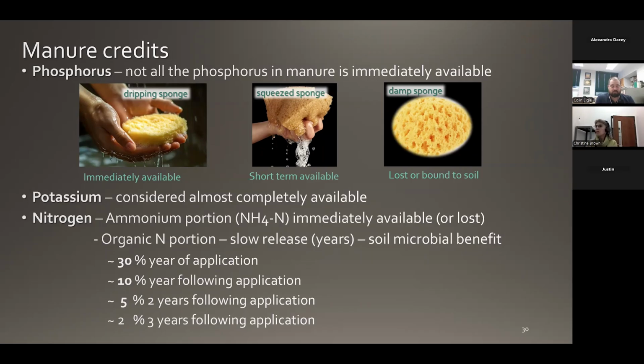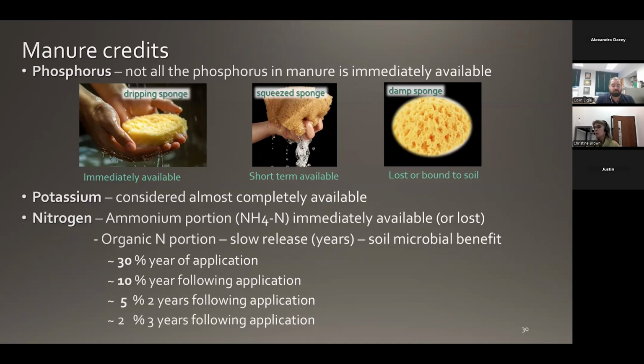After we've squeezed that sponge, it is still damp. That's similar to the phosphorus that might be too tightly bound to the soil, or phosphorus that's potentially lost through runoff or soil erosion. The potassium in manure is considered almost completely available, 90% as available as the potassium in fertilizer. And then the nitrogen, the ammonium portion is immediately available or potentially lost if it's not managed properly.